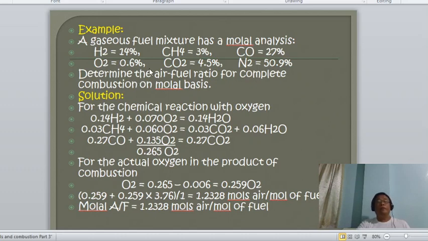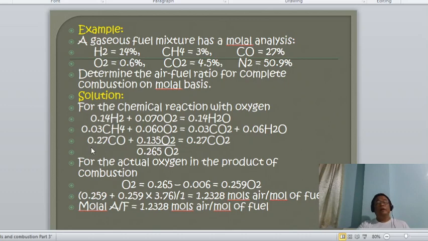the water vapor. Okay, so here, another, this methane, so that is 3%, so that is 0.03, multiplied by the amount of oxygen required, which is 0.060. So, the product now of combustion, since this is hydrocarbon, of course, is carbon dioxide and water vapor. So, the amount now of carbon dioxide in the product of combustion is 0.3, and for the water vapor, that is 0.06. Okay? So, let us now sum up the oxygen requirement.